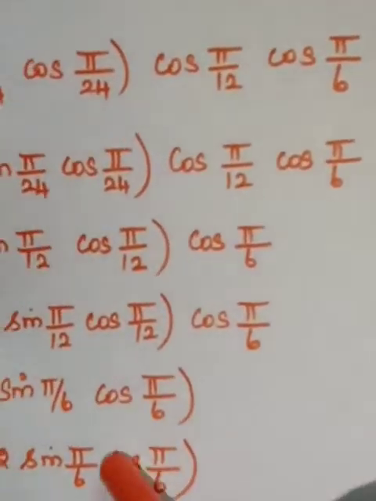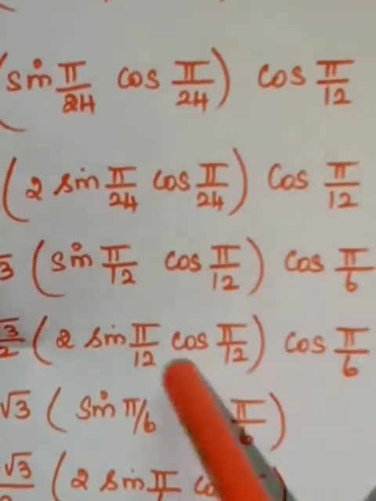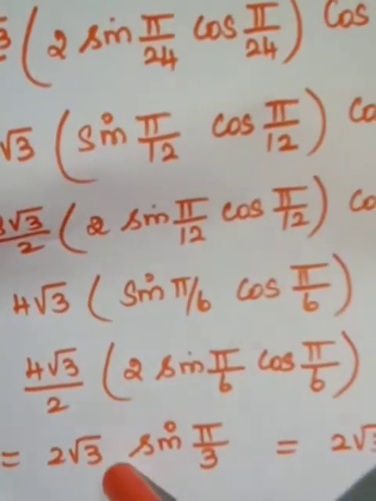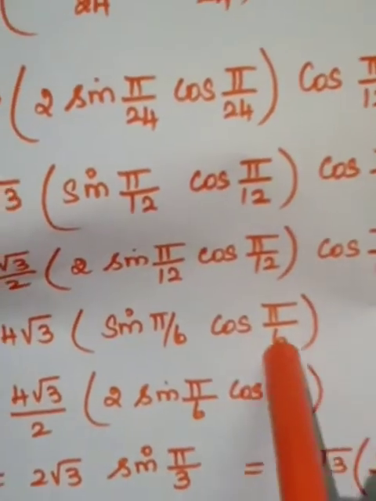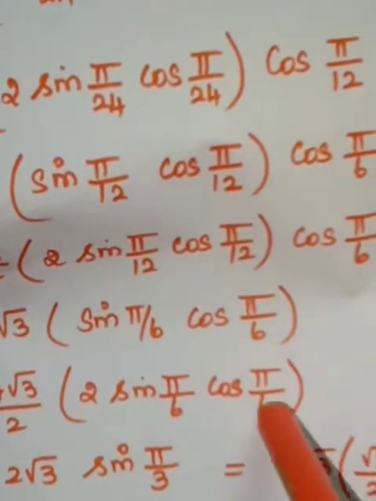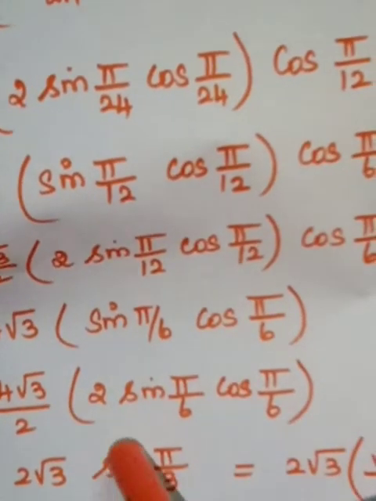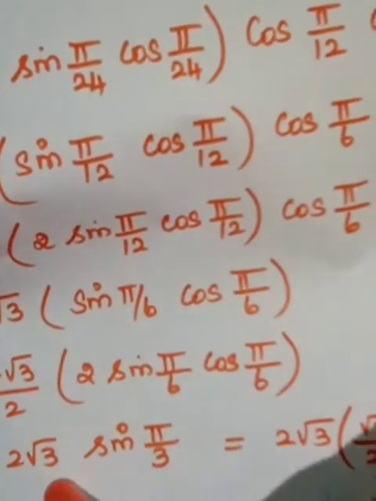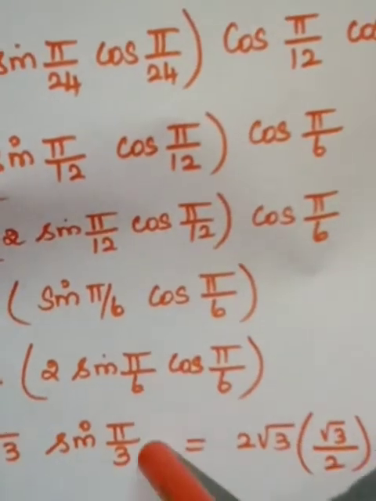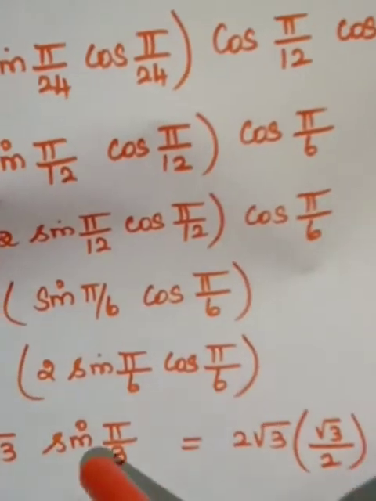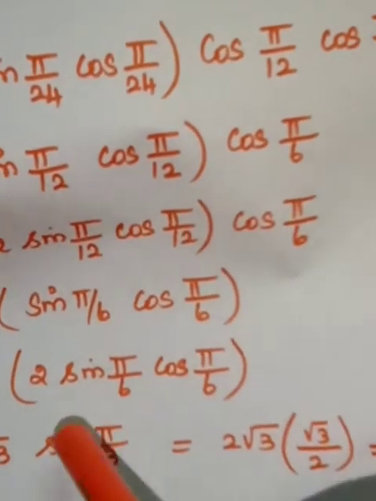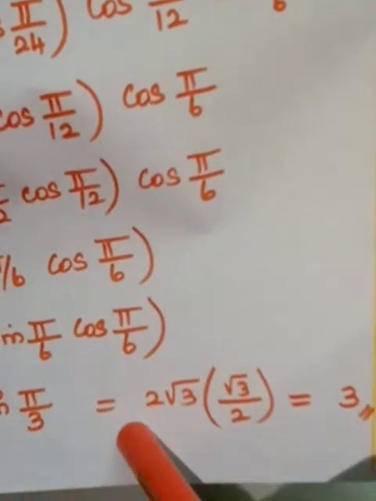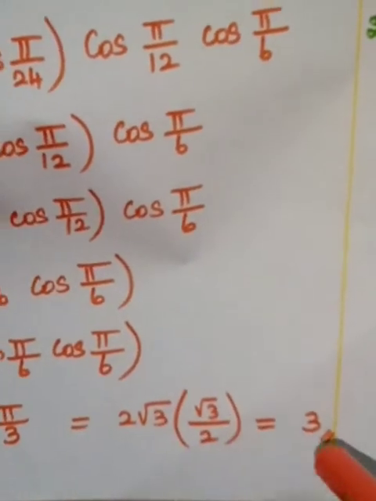So that's all. Okay, so again what you have to do, you have to multiply and divide by 2. So what is 4 root 3 by 2? That is 2 root 3. If you apply the formula, it is in the form of 2 sin A cos A. So the formula is sin 2A, 2 into pi by 6, that is pi by 3. So 2 root 3 and sin pi by 3. What is pi by 3? That is 60 degree. So what is sine 60? It is root 3 by 2. So this 2 and this 2 get cancelled. So root 3 into root 3 is equal to 3.